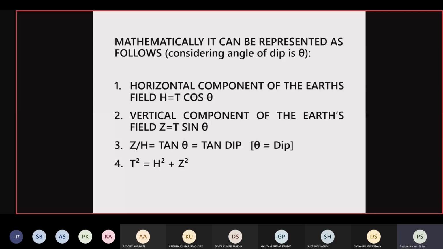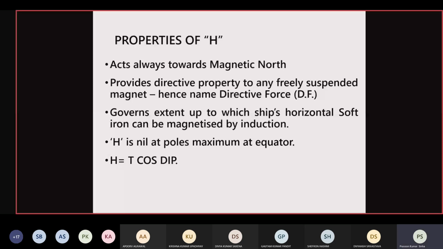Properties of H and properties of Z. H is always working or acting towards the geographic or magnetic north pole. H is always going towards, remember these lines of forces are emanating from south pole and getting into the north pole, magnetic north pole.